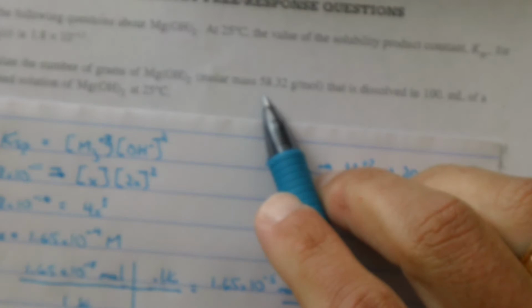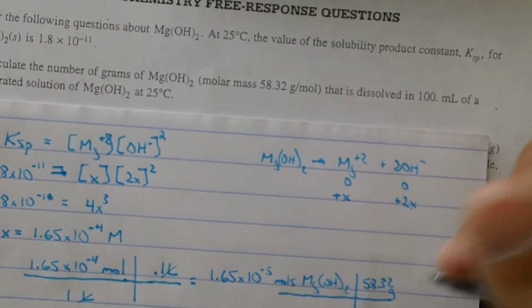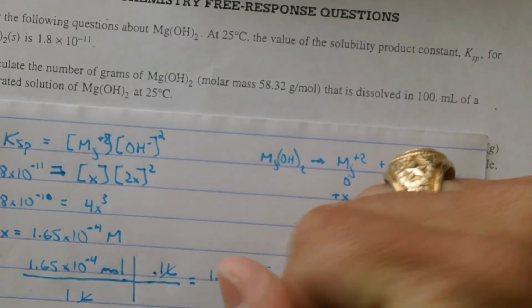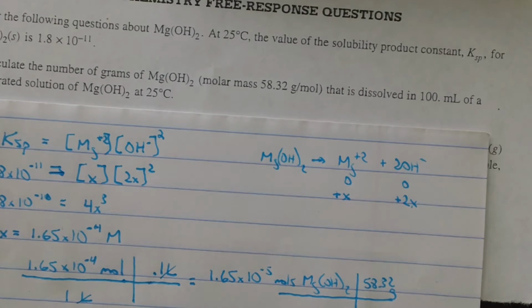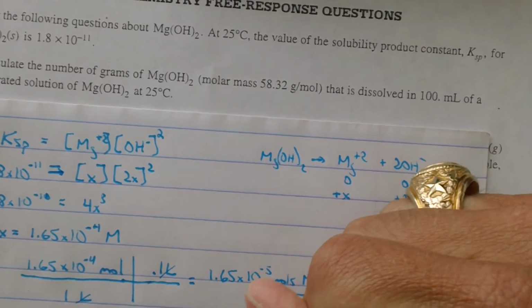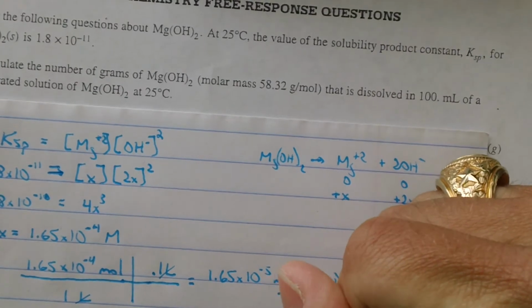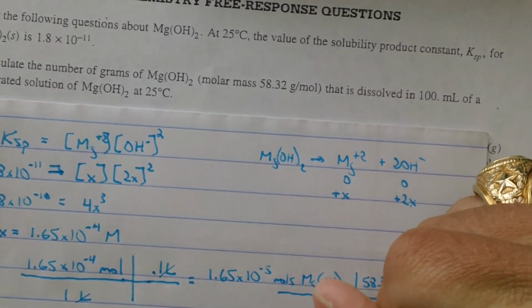Those sweet angels gave us the molar mass here. 58.32 grams. So we have 58.32 grams per 1 mole. And that will tell us how many grams dissolved. I got very few grams, 9.6 times 10 to the negative fourth grams of magnesium hydroxide.